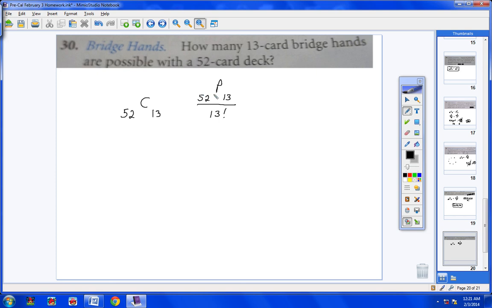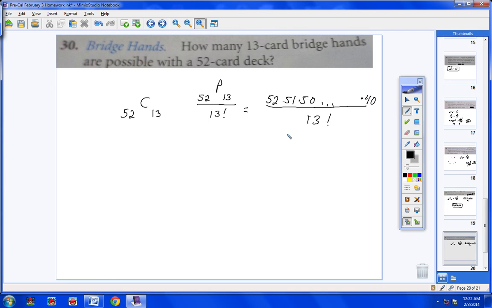I don't think I'm going to write all of this out, but in the numerator you would have 13 numbers up top because of this 13, and your first option would be 52, and then 51, and then 50, and you keep going down 49, 48, 47, 46, all the way down to, I believe, 40. So 52 times 51 times 50 times 49 times 48 times 47, dot, dot, dot, all the way down to times 40, all over 13 factorial.